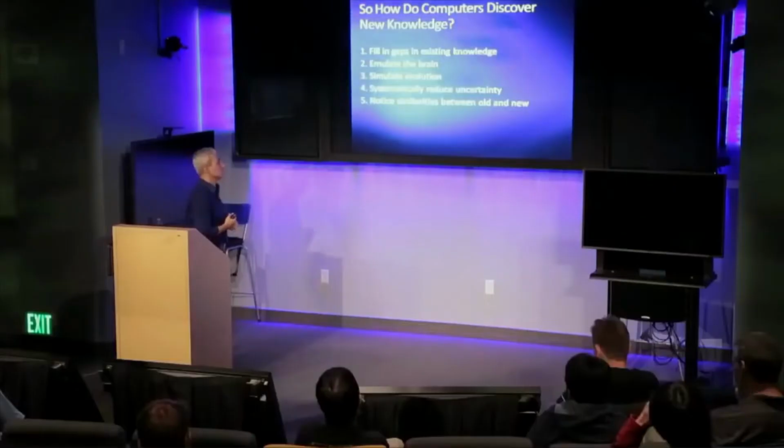Third one is to simulate evolution, right? Evolution, by some standards, is actually an even greater learning algorithm than your brain is, because, first of all, it made your brain. It also made your body, and it also made every other life form on Earth. So maybe that's something worth figuring out how it works and doing it with computers.